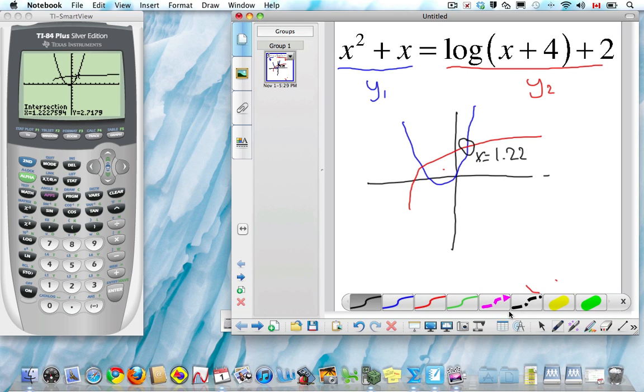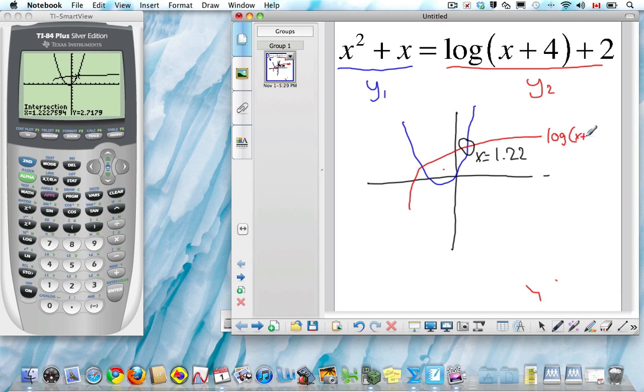All right, so there is the first equation. And I might also want to put in here that this is log(x plus 4) plus 2, and the other one is simply x squared plus x, and of course I should say that it is y equals.